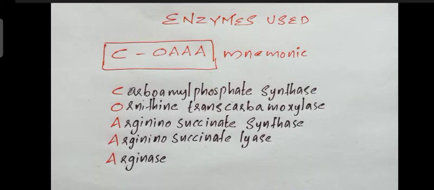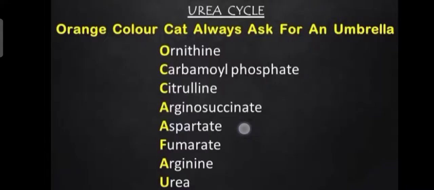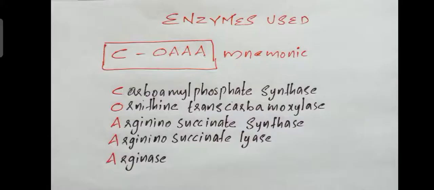That is, orange color cat always asks for an umbrella to study the intermediate steps of the urea cycle. Then enzymes used, COAAA. Very simple to learn urea cycle.